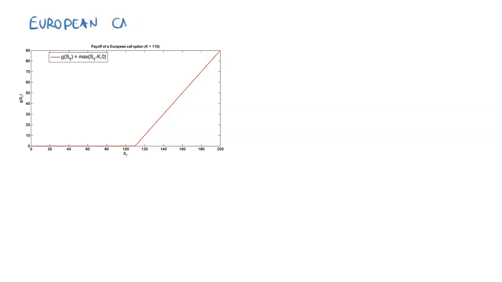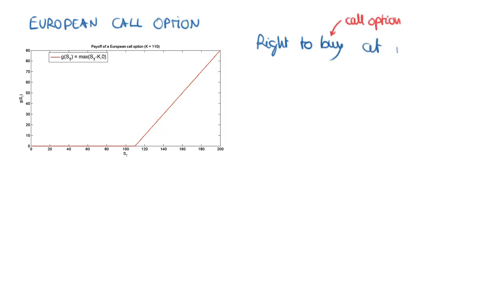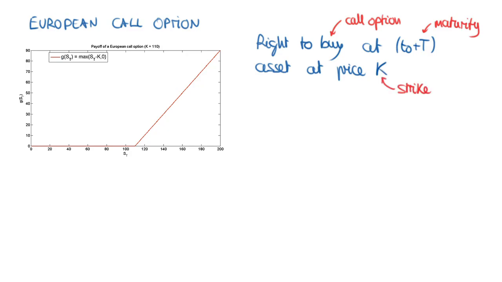The first derivative that we will consider is a European call option. A European call option is a contract that gives the right but not the obligation to buy a specified amount of the underlying asset at time T0 plus T, the maturity of the option, at a specified price K, known as the strike of the option. To price this product, we need to make a model of the future evolution of the underlying asset. In particular, we'll use the Black-Scholes model.